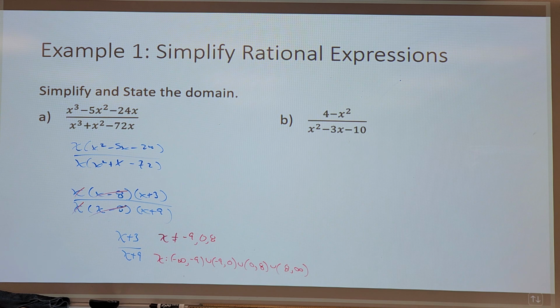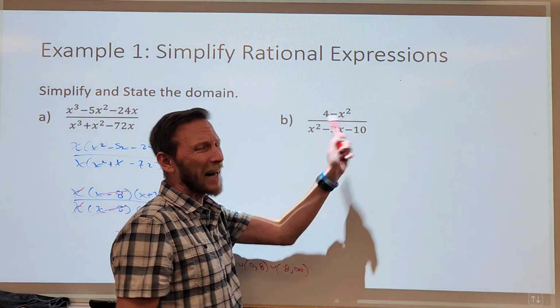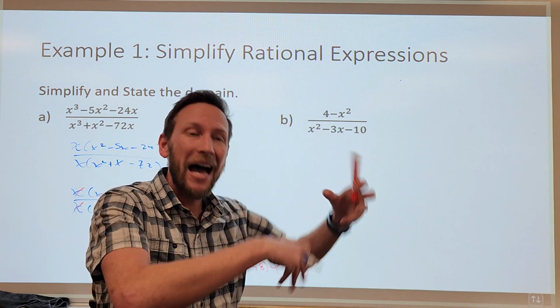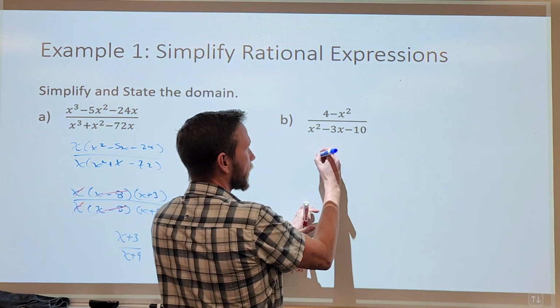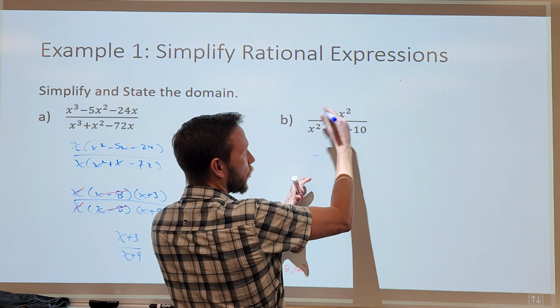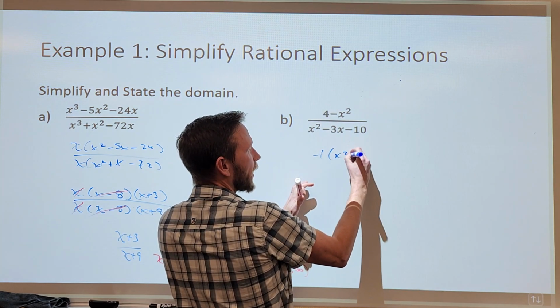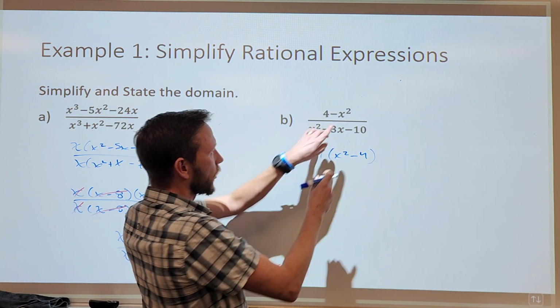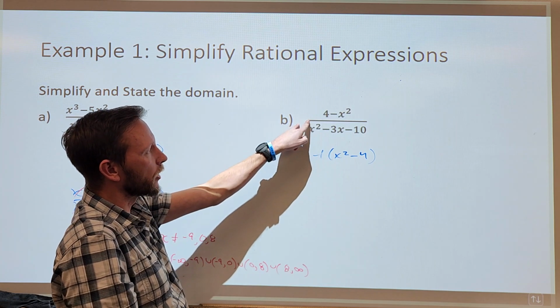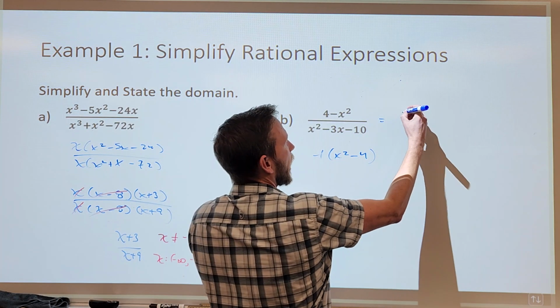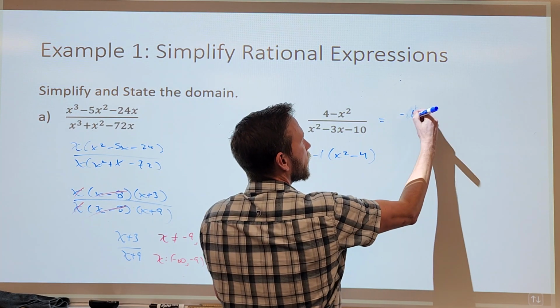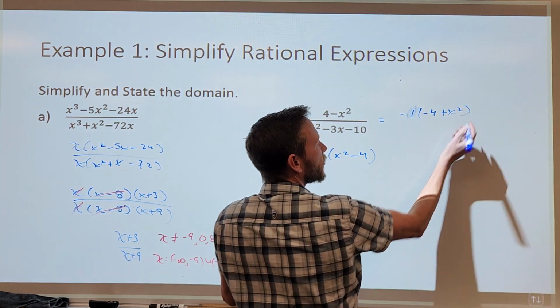Real quick with letter B, the first thing I want to address is the fact that for this one we have 4 minus x squared. And that's kind of backwards for how we typically write that. If I factor out a -1, now I have x squared minus 4. All right, so if I'm going to factor out a -1, then that means that I would have a -1 times -4 plus x squared.